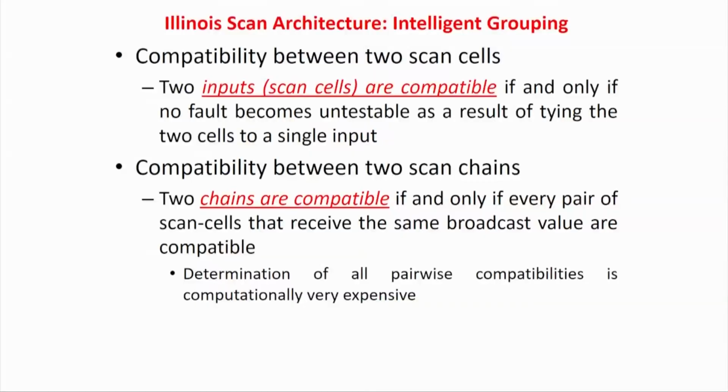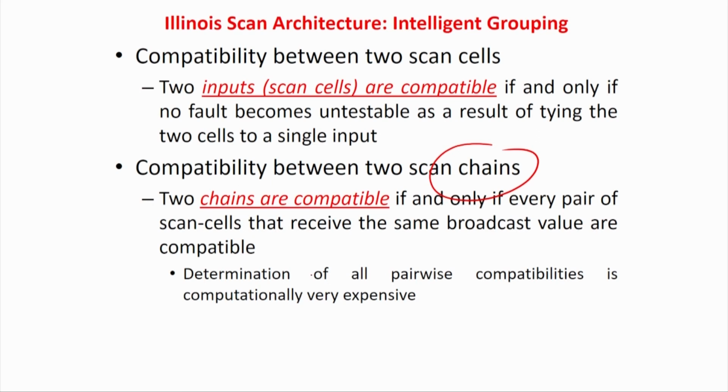Similarly, this cell concept you can also move to the scan chain and you are going to get the same thing. That is, two scan chains are compatible if, when you tie them, they can only get the same pattern, the same pattern will go through the scan chain. They cannot have different input patterns, but still no fault should be untested. Then they are actually called compatible.